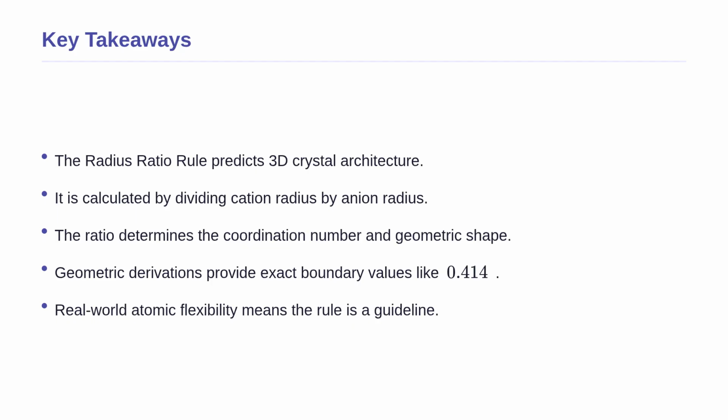Let us summarize what we have learned today. The radius ratio rule provides a beautiful, simple geometric way to understand the microscopic architecture of crystals. By simply dividing the size of the positive cation by the negative anion, we can predict their coordination number and how they will pack together in 3-dimensional space. We even proved mathematically where the octahedral boundary of 0.414 comes from. Even with its limitations regarding squishy atoms and covalent bonds, it remains one of the most powerful intuitive tools in inorganic chemistry.